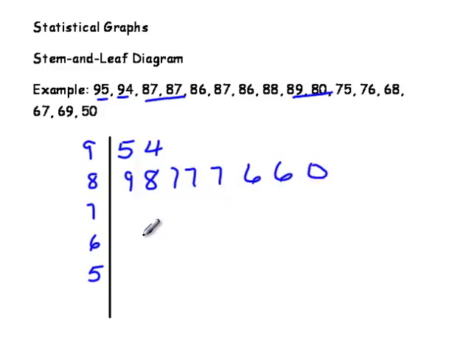The 70s. A 76 and a 75, a 68, a 69, and a 67, and finally we have a 50. This represents the 16 scores on this test. So this is an example of a stem and leaf diagram.